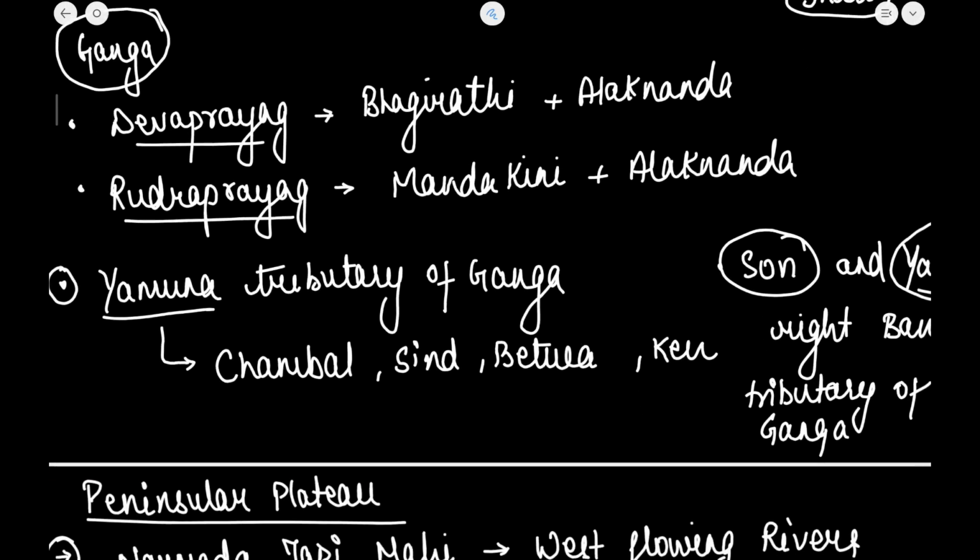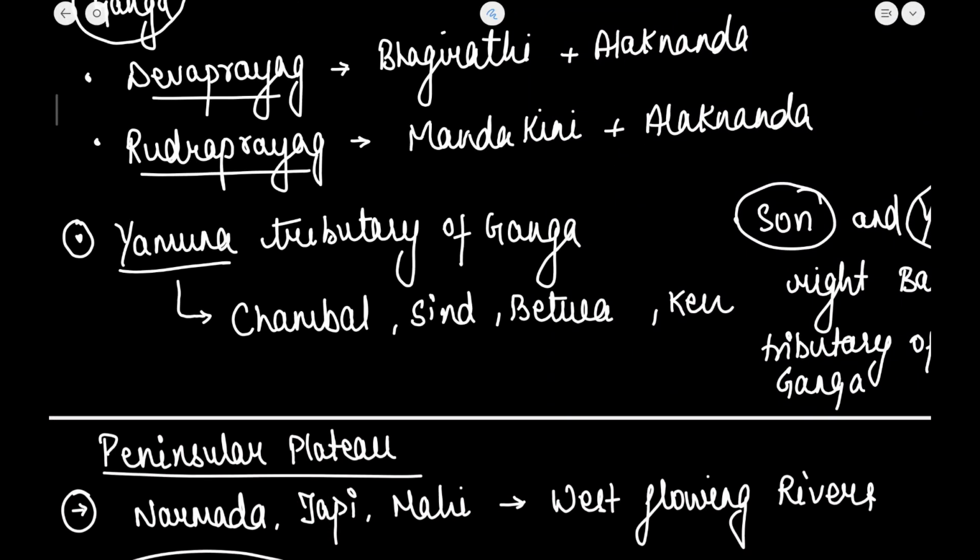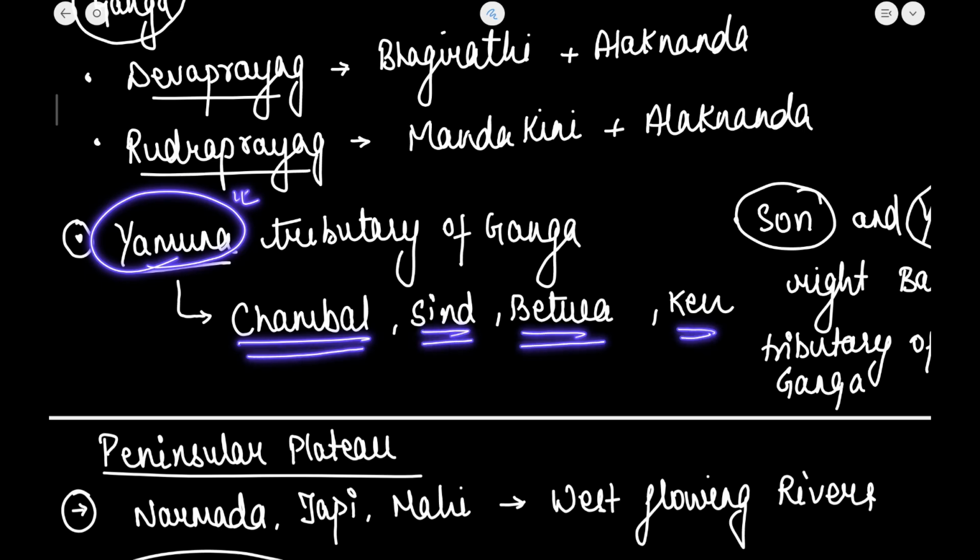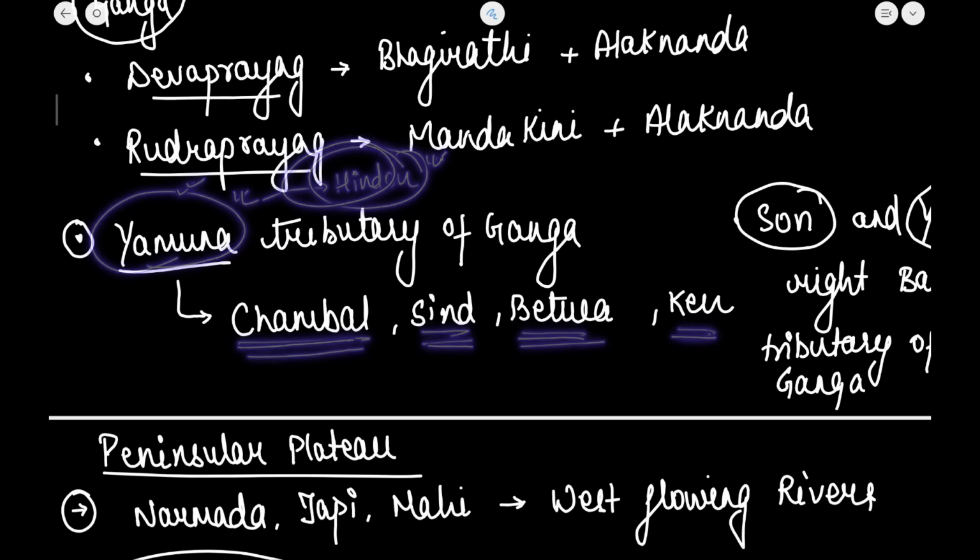Now, if I talk about the more eastern tributaries of river Ganga, then there is Yamuna. Now, Yamuna is a tributary of Ganga, and some of the rivers that are the tributaries of Yamuna are Chambal, Sindh, Betwa, Ken, Hindon. So you can just write down these tributaries. Okay, if you have a notebook, you can just write it down. So this Chambal, Sindh, Betwa, Ken, Hindon, etc. These are the tributaries of river Yamuna.